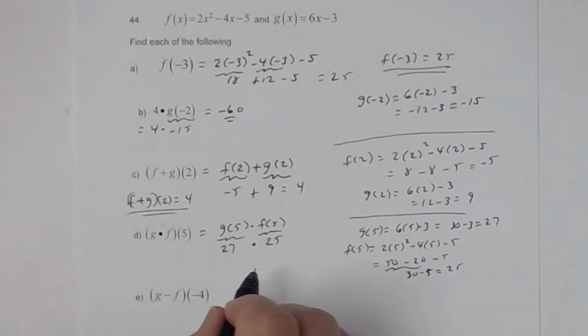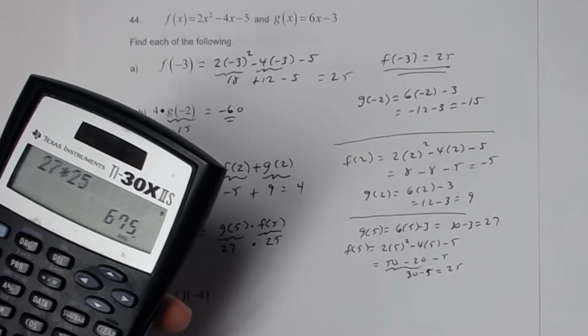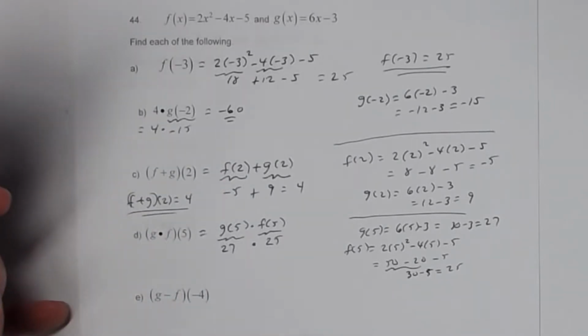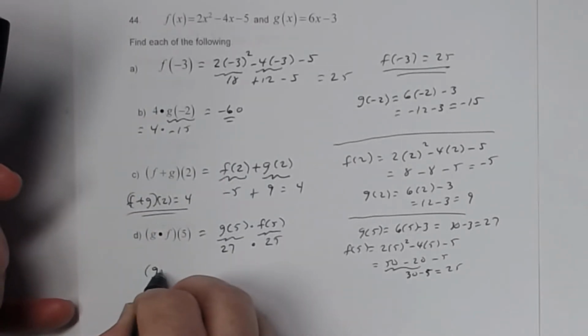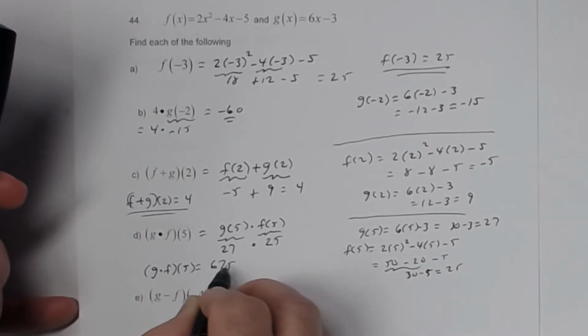And then you find the product. Use your calculator. Obviously, you're probably going to need your calculator for that. 27 times 25. When I use a calculator, 27 times 25 will give you 675. So you can say g times f at 5 equals 675.